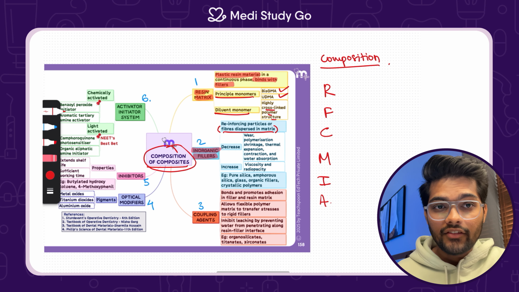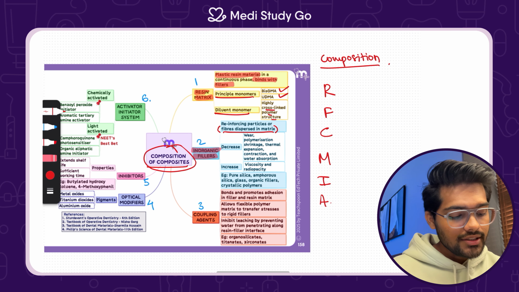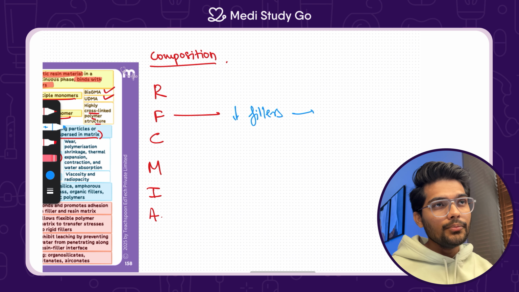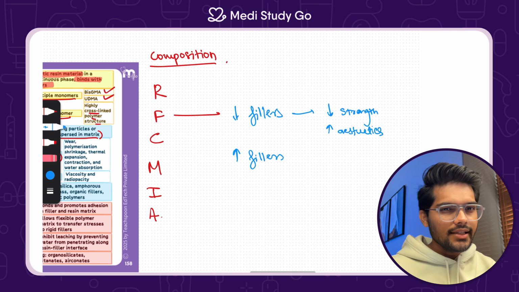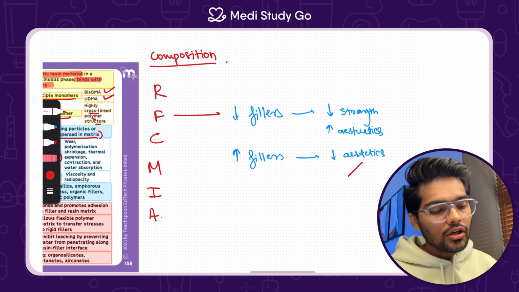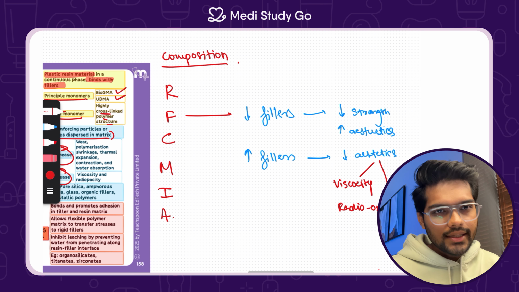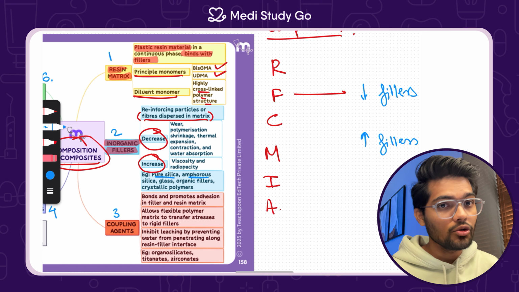The next one we have are the inorganic fillers, which are basically fibers which are dispersed in the matrix. Now, if the composite has low filler content, it will have lower strength but higher aesthetics. And on the other hand, if the composite has high filler content, we will have lower aesthetics. And also the composite will show high viscosity and radio opacity.